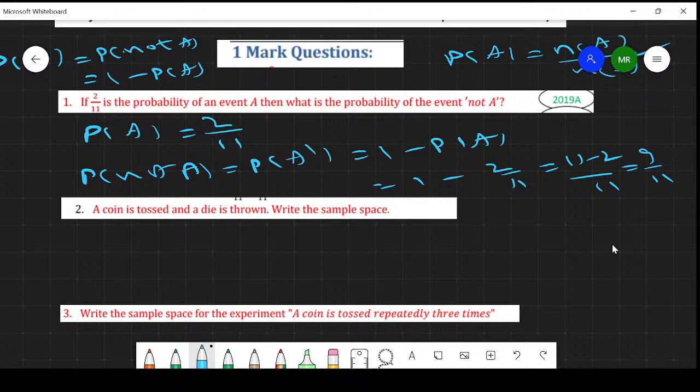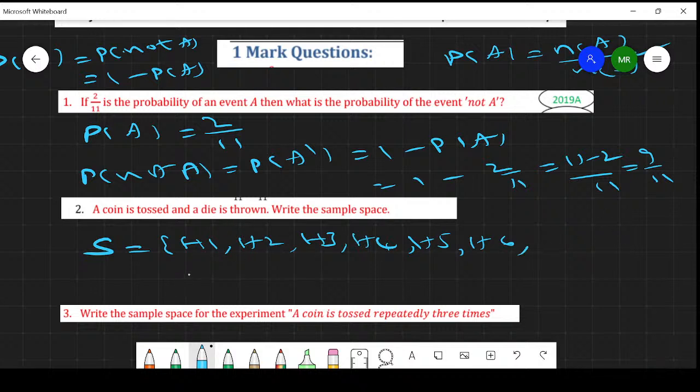The set of all outcomes of the given experiment is called the sample space. A coin is tossed and a die is thrown. So what is the sample space? Generally we write the sample space. When a coin is tossed, a head comes, and the die is also thrown: H1, H2, H3, H4, H5, H6. Because the coin is tossed, if head comes, then on the die these are the possible numbers.